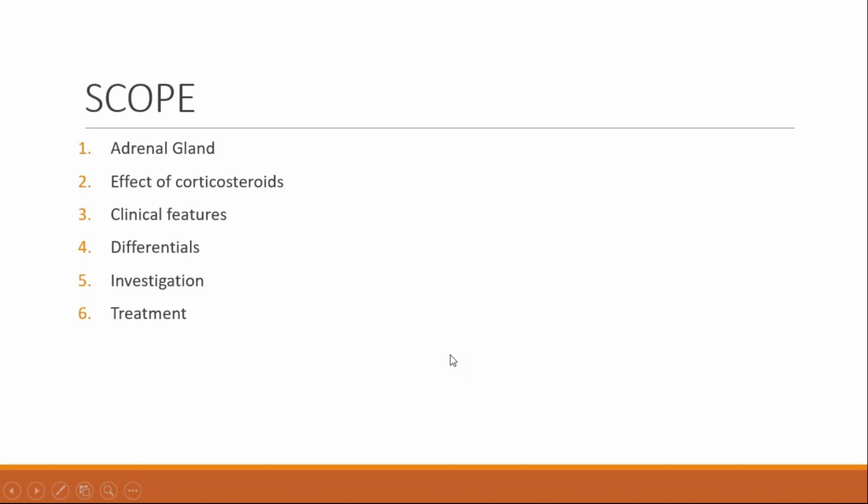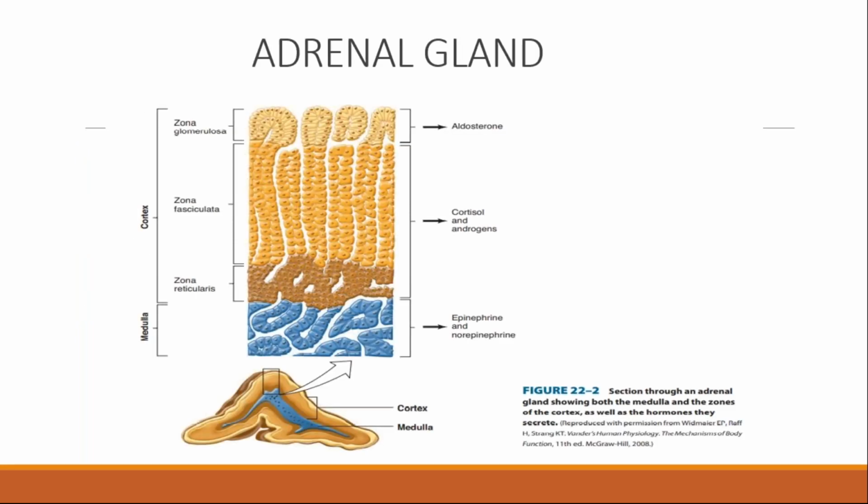We'll be discussing the adrenal gland in brief, the effects of corticosteroids on the body, and the clinical features of Cushing syndrome, differential diagnosis, investigation and treatment.